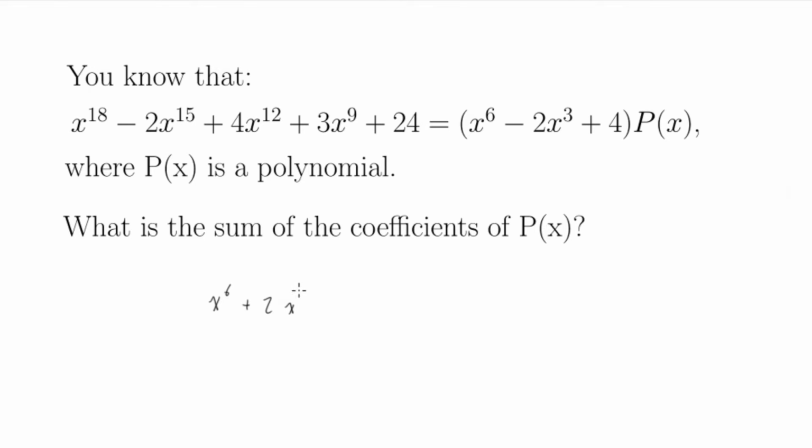As an example, consider this. There's a hidden 1, and the coefficients are 1, 2, and 4. So in this case, the sum of the coefficients would be 1 plus 2 plus 4, and that is equal to 7. If you want to give the problem a try, you can pause here.